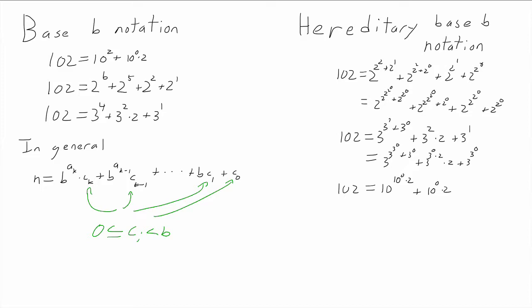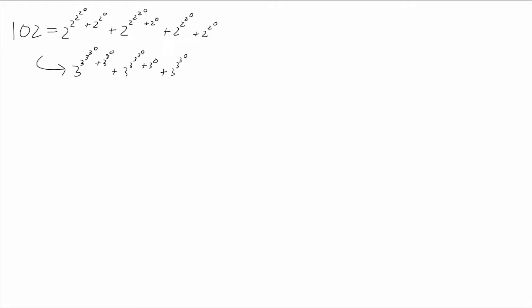Once we've taken some number and written it in a particular hereditary base notation, we can then change the base while leaving the structure of the notation alone. So we could take 102 in hereditary base 2 and just change all the 2's to 3's, and that gives us a new number. It's 3 to the 3 to the 3 plus 3, etc. So every 2 becomes a 3. This is much bigger than 102. It's actually this long 15-digit number.